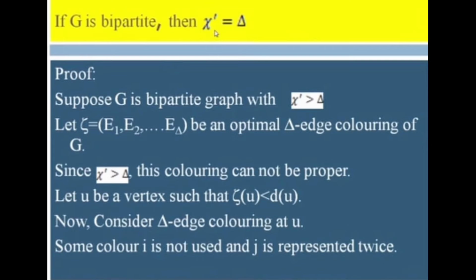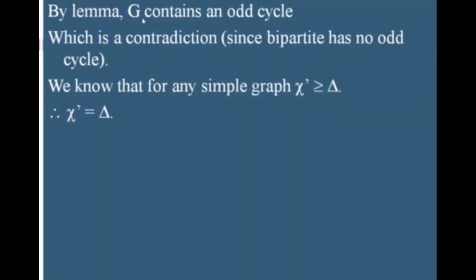Let U be a vertex such that script C of U is less than the degree of U. At U, maybe one color is not represented and some color is represented more than once. Now consider the del edge coloring at U. Some color I is not used and J is represented twice. By the lemma, G contains an odd cycle, which is a contradiction. We consider a bipartite graph, since a bipartite graph has no odd cycle. We know that for any simple graph chi dash is greater than or equal to del, therefore chi dash is equal to del.